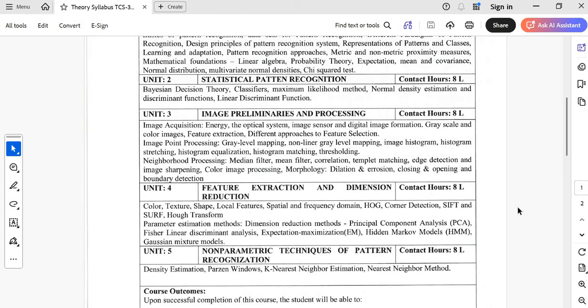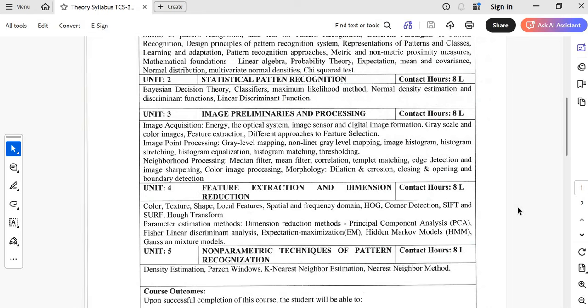Step number 3, focus on numerical important topics like probability, number 1. Number 2, Bayes theorem. Number 3, mean and covariance. Number 4, classification problem. At last, histogram calculations. You can do some calculations like histogram calculation. Step number 4, practice some previous question papers. That is very, very important.